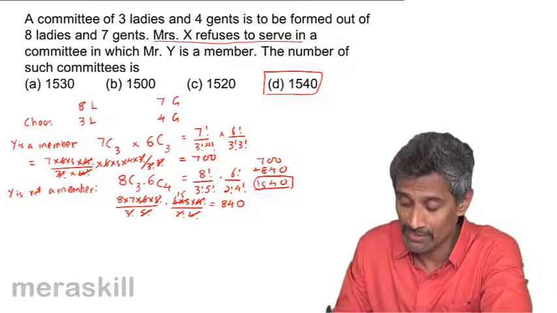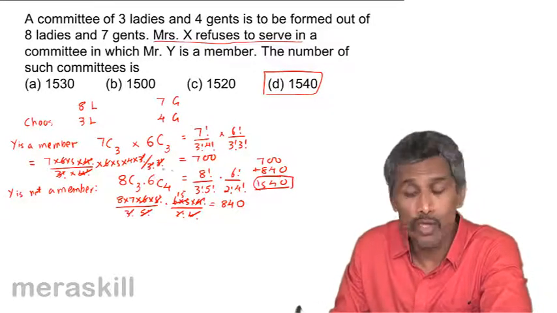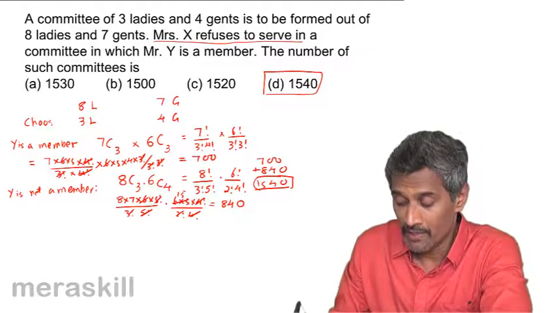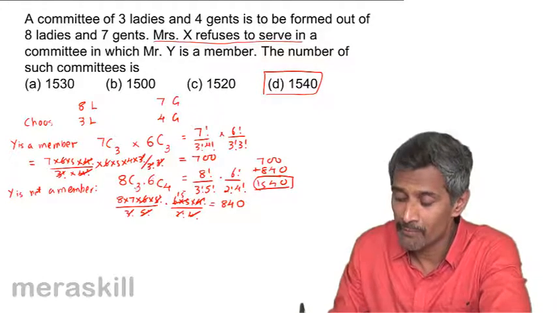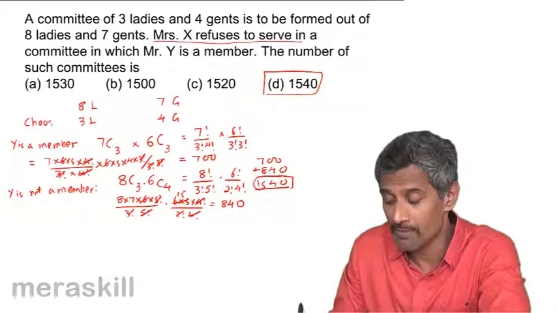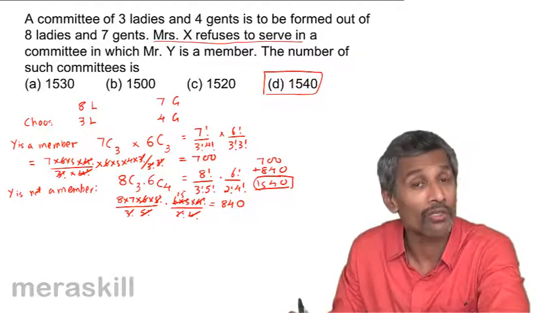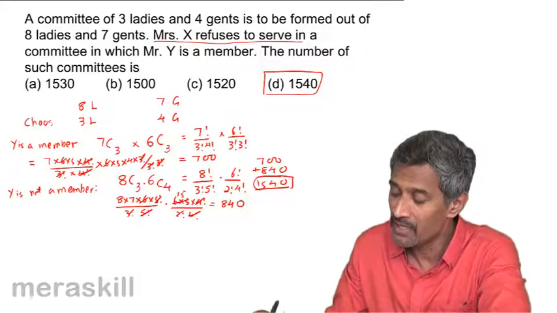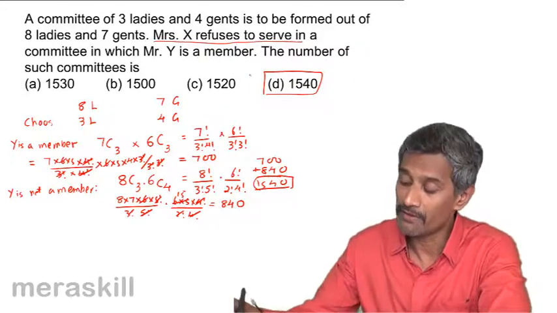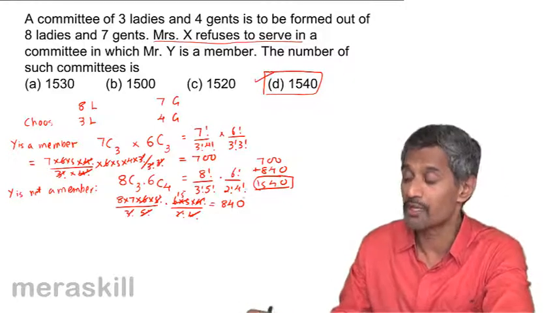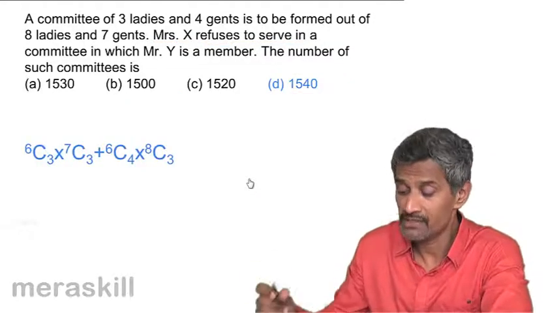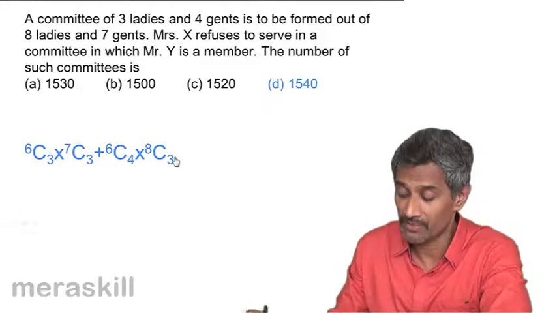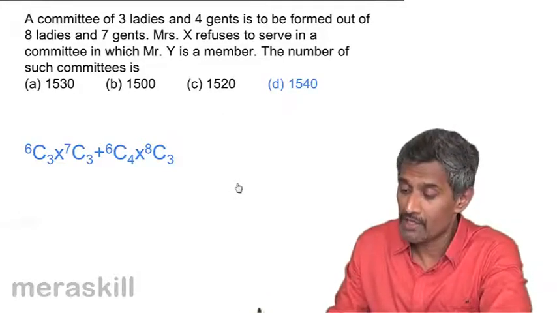Suppose Y is not a member. That means Y is not in the panel of selection. So 4 have to be selected out of 7 minus 1, 6. X may or may not be a member. So the 3 ought to be chosen out of 8. So we have 8C3. And this works out to be 1540. So our correct option is 1540. And yes, we do have it that way. And we have the solution in this manner.